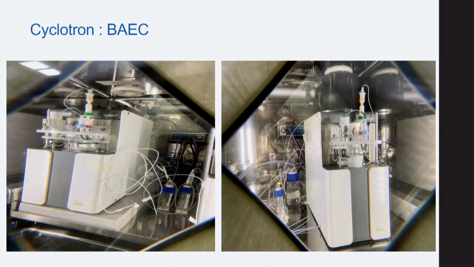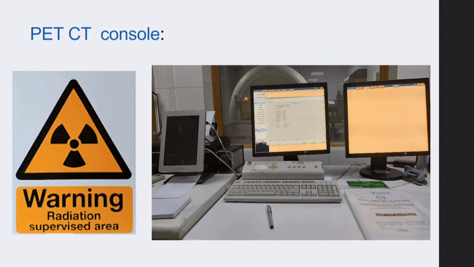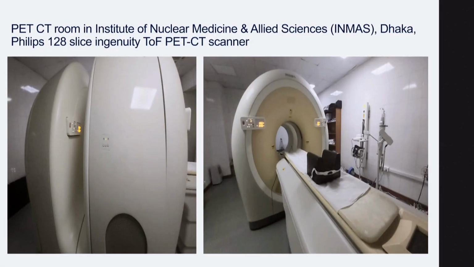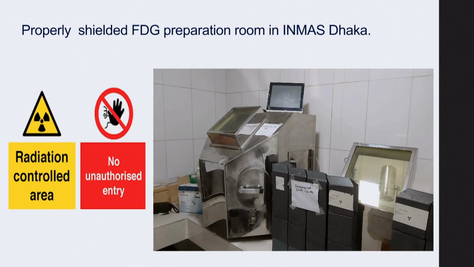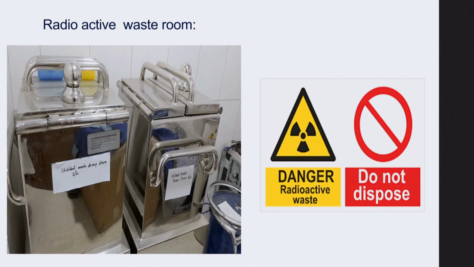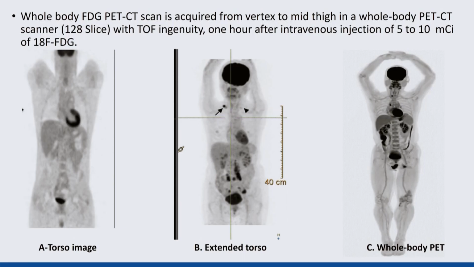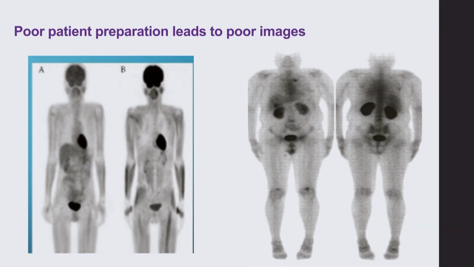abnormally metabolizing tumor cells. From synthesis to disposal, transportation, scan, in every stage we follow the standard International Atomic Energy Agency guideline. Whole body PET scan is acquired from vertex to mid-thigh in a whole body PET-CT scanner with Biograph 1 hour after intravenous injection of 5 to 10 millicurie of fluorine-18 FDG. And these are the common views for an oncological PET imaging.